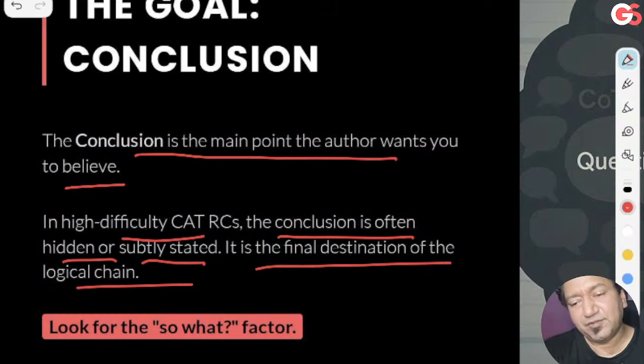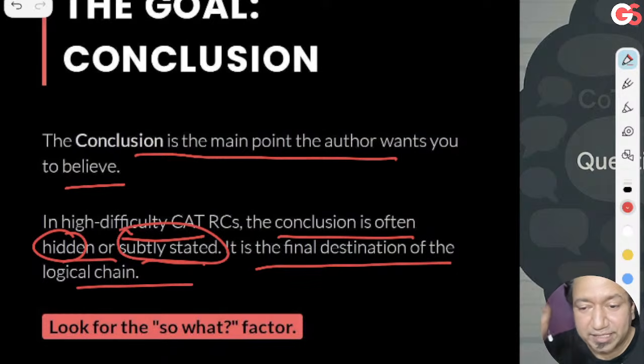But the moment someone says this was a pretty difficult RC, why is it difficult? Because the options can be full of traps. So the conclusion might be hidden or might be very subtly stated. So that is where it becomes difficult. Now, our goal is to understand all those kinds of RC passages in which the conclusions can be directly stated or in which the conclusions can be hidden or subtly stated.